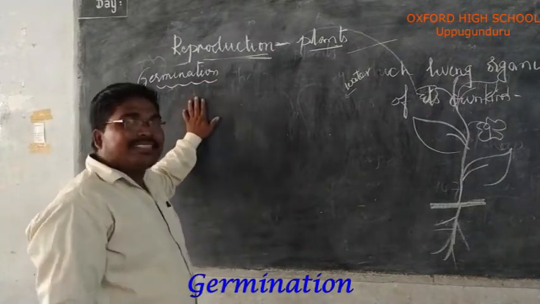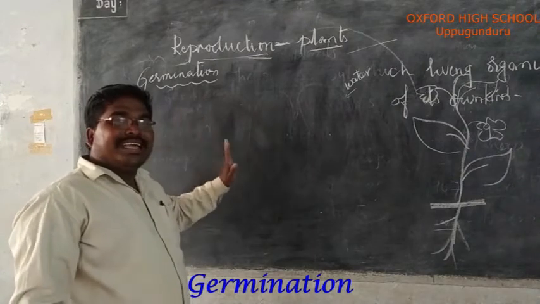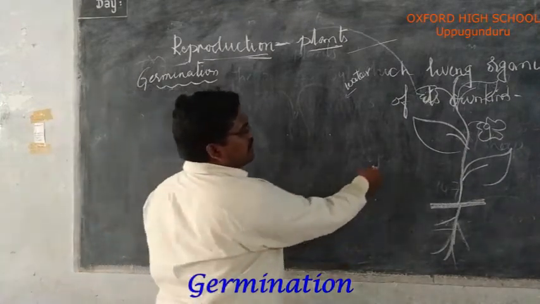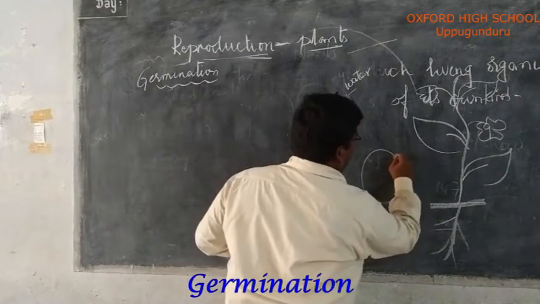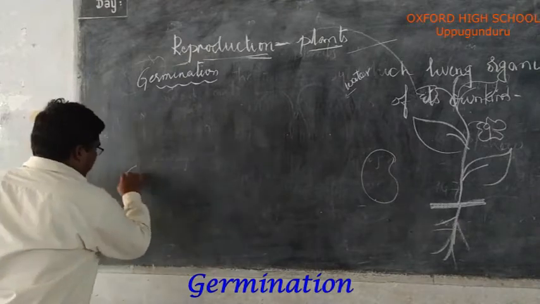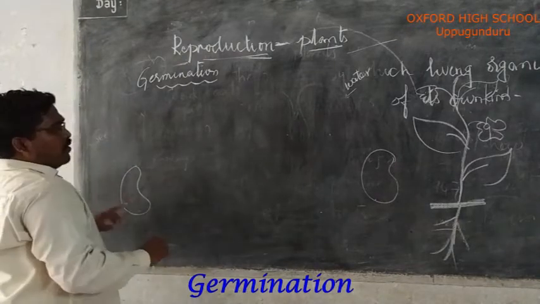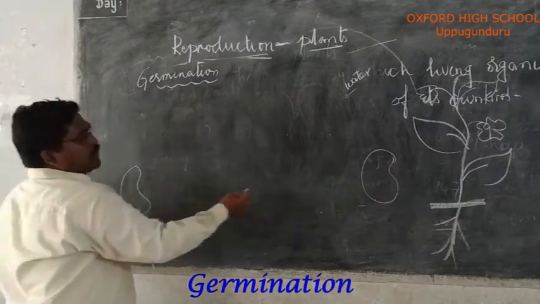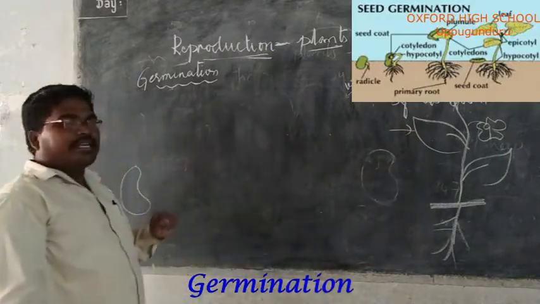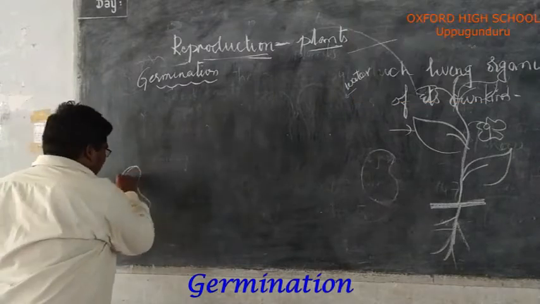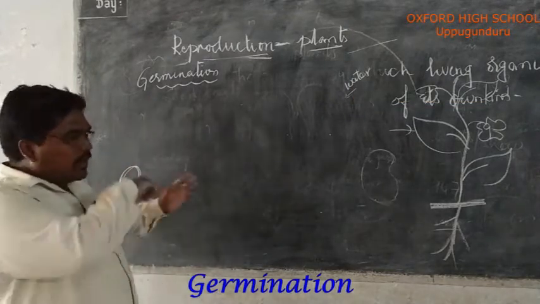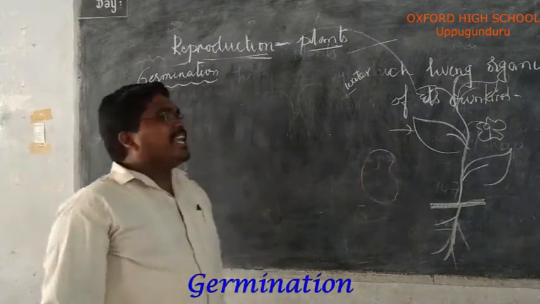What is germination? The process when a seed grows into a new plant, like this. Here I am drawing this one. The process when a seed grows into the new plant is called germination. If you think it's a seed, when a seed grows into a new plant, it is called germination.